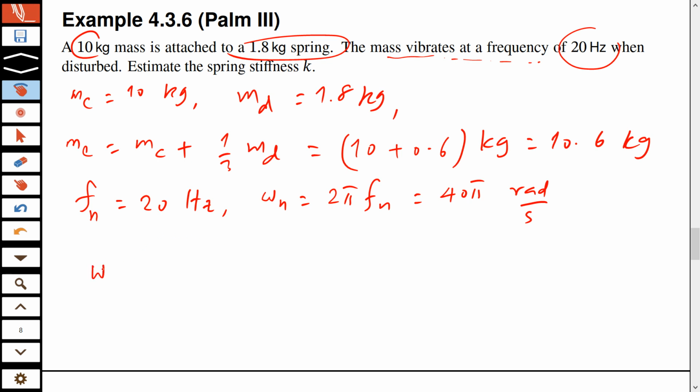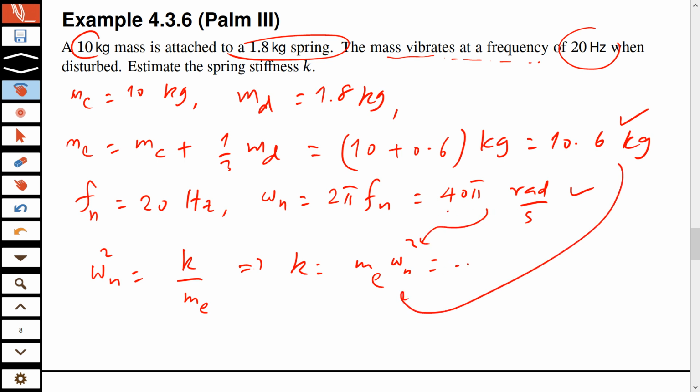And you know that omega n squared is m over k. No, k over m, I think. K over m. So k must be m times omega n squared. You know the value, and this m will be the effective mass, the overall mass. So I know the value of m and I know the value of omega n, and I just plug these values in here and here, and I'll get my value of k.